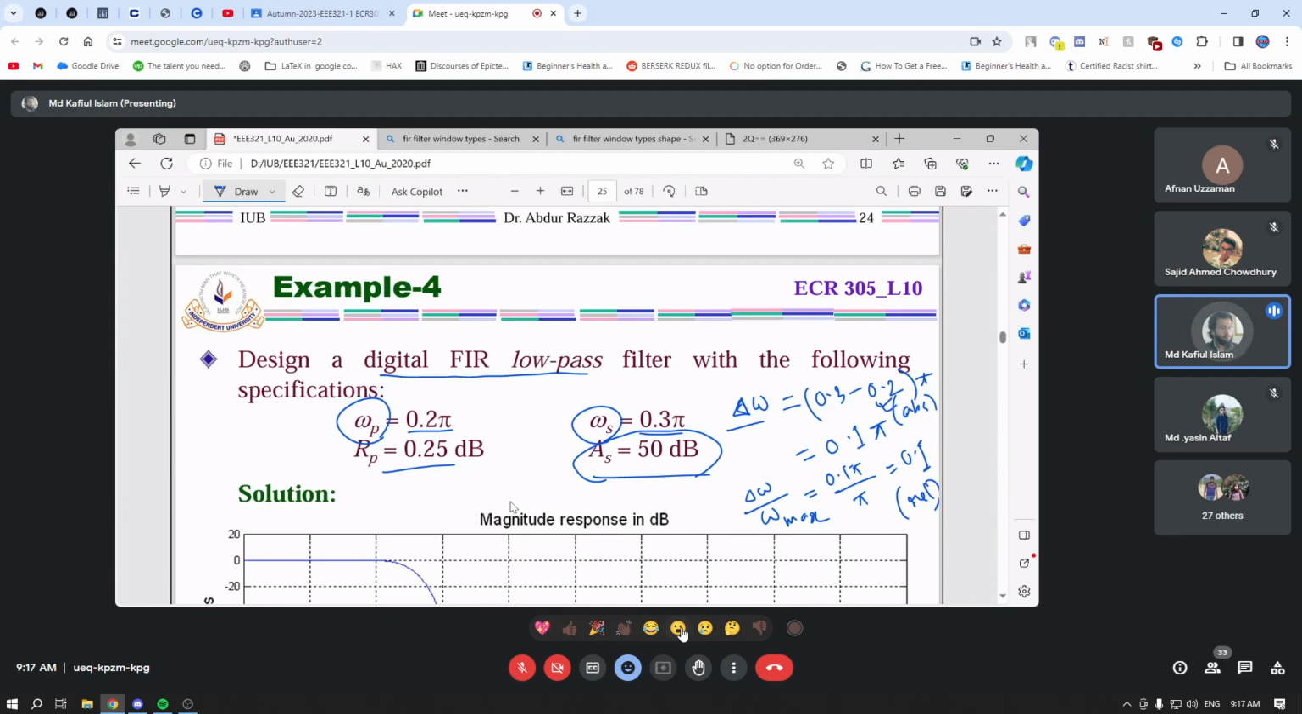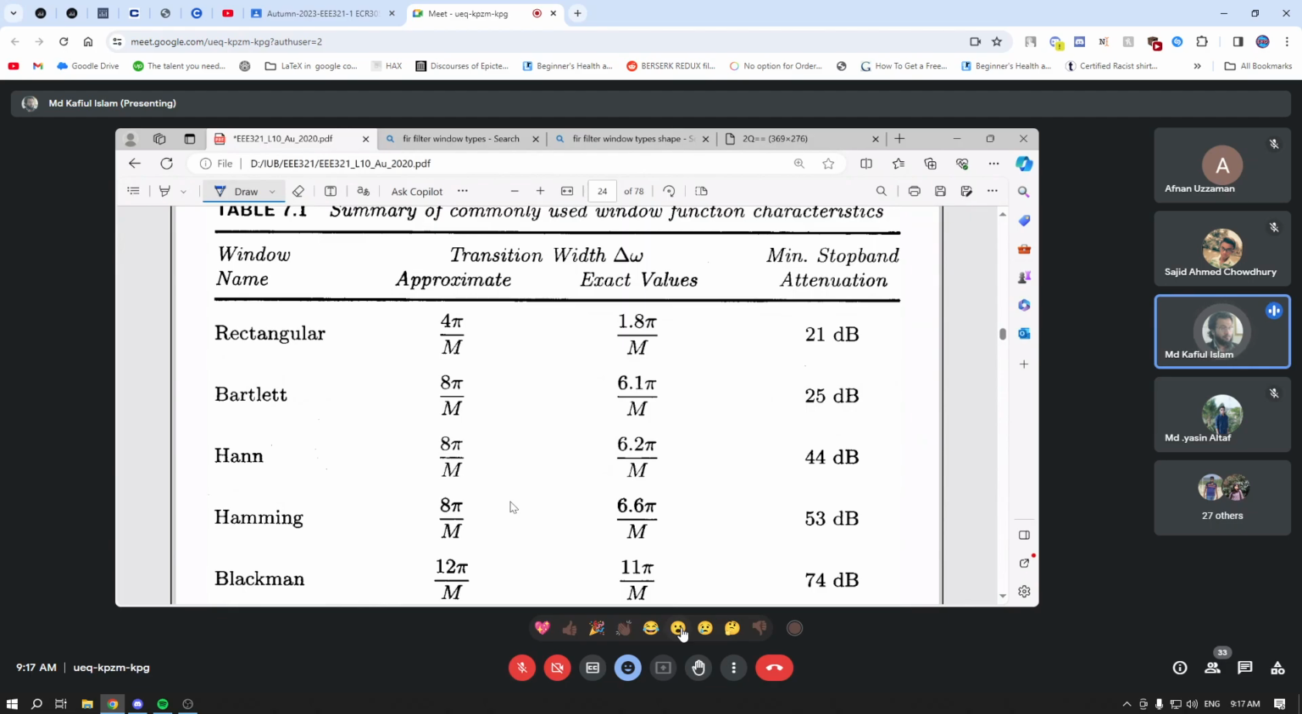For this 0.1 pi of delta omega and 50 dB of AS, which window function should we take? And what should be the order of the filter in that case? So if I take this one, for example, I understand that my delta omega is found as 0.1 pi, right? So what is the M in this case? What is the M? 1.8 pi divided by 0.1 pi. Is it 18?